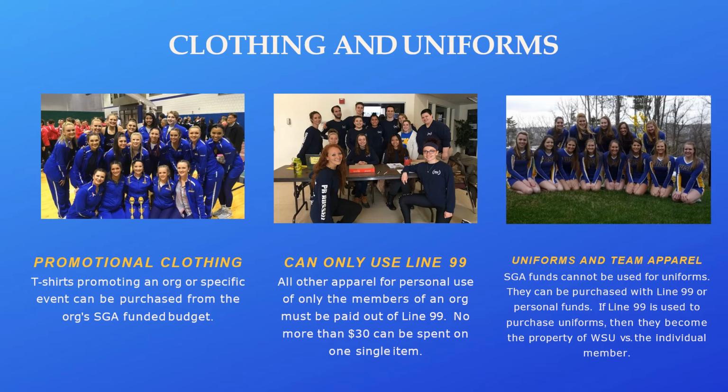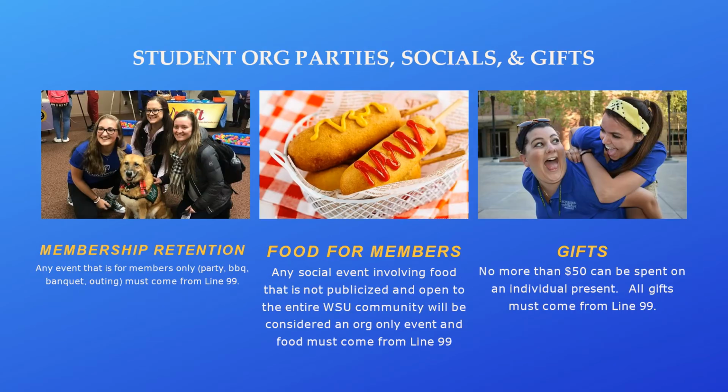If line 99 is used to purchase uniforms, then the uniform must remain the property of Worcester State and not the individual member. Line 99 must be used for any event that is directly related to membership retention. This could be a member social, an outing, purchasing food for the meeting, or buying any type of award or gift. No more than $50 can be spent on an individual award.